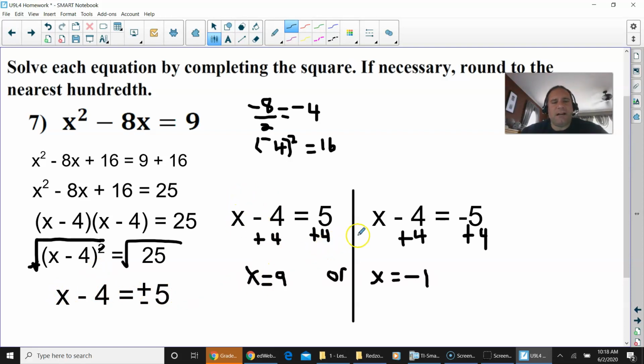So you split that up. x minus 4 equals 5, and x minus 4 equals -5. You solve for both. You get x equals 9 or x equals -1. Those are your roots.